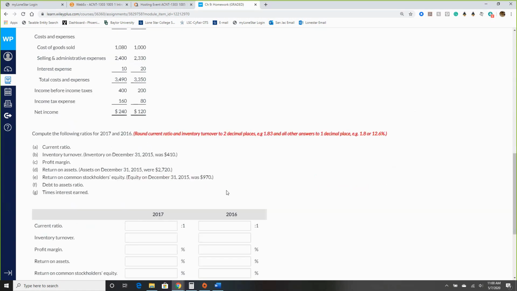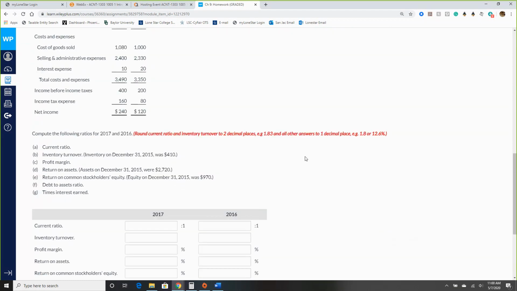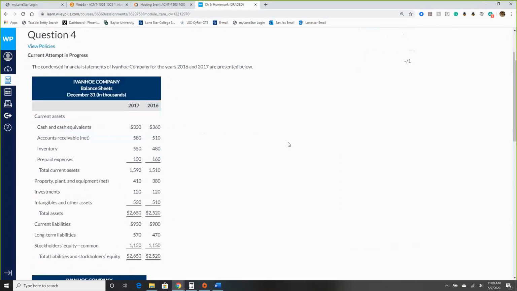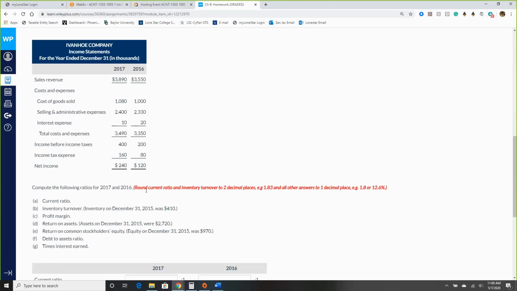So more ratios. The last of the ratios. As you can see, you already know what you're probably going to hear on the exam: ratios after ratios. Okay, let's see what tricks this one's going to do. Then financial statements for 16 to 17. All we have to do is watch out for current ratio and inventory turnover for the 2 decimal places. And lucky for us, they're the first 2, so we're good.